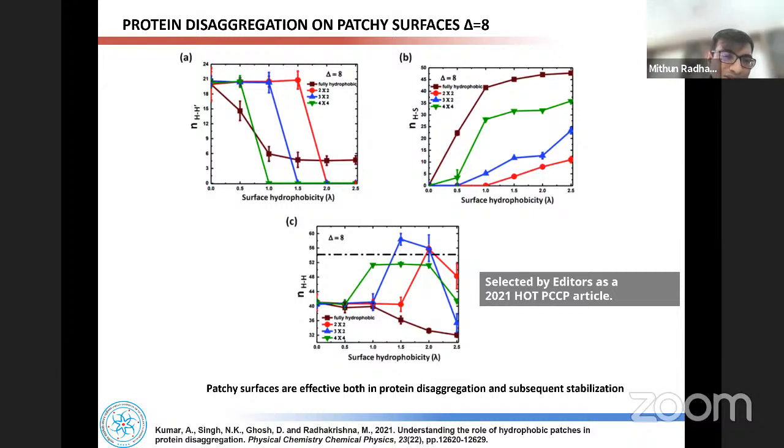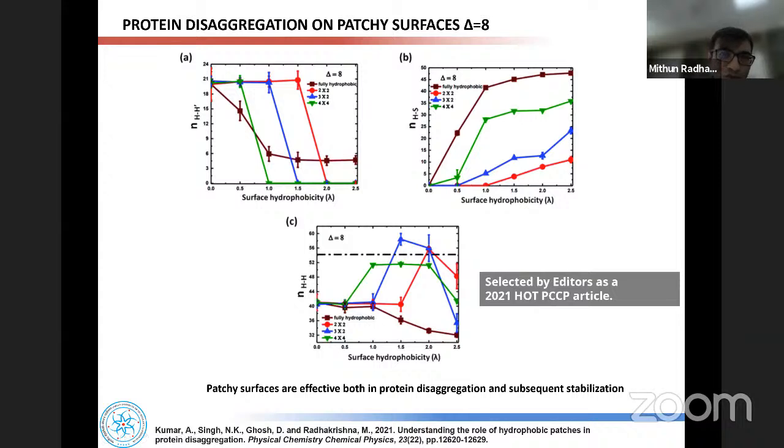So now to understand the effect of patchy surfaces, what we did was, we templated our surface into patches. So this is, for example, at a distance of 8, meaning to say the patches are farther separated. And there are 3 graphs, right? I'll just concentrate on this slide. The first graph is the number of hydrophobic intraprotein contacts. The second graph is the protein-surface contacts. And the third graph is my inter-protein contacts.